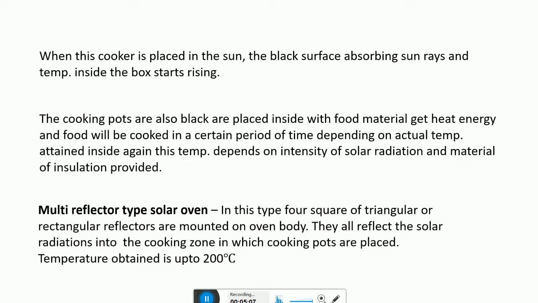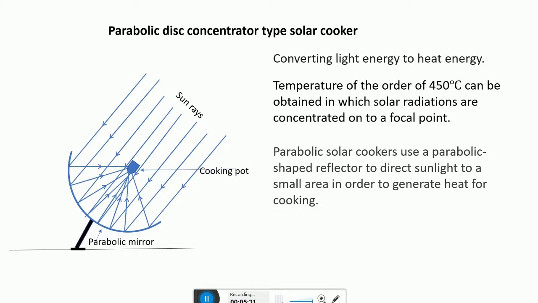Then in the multi-reflector type solar oven, 4 square, triangular or rectangular reflectors are mounted on the oven body. They reflect the solar radiation into the cooking zone in which cooking pots are placed, and the temperature attained in this type of solar cooker is up to 200 degrees Celsius. Then the parabolic disc concentrated type solar cooker. Here parabolic mirrors are used so that the temperature will be increased.